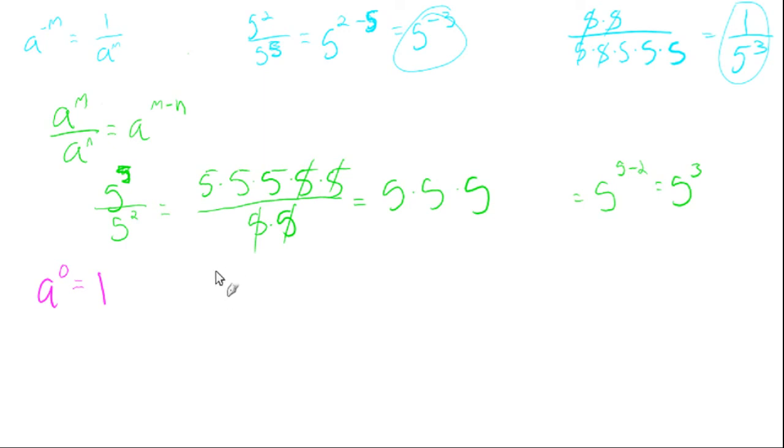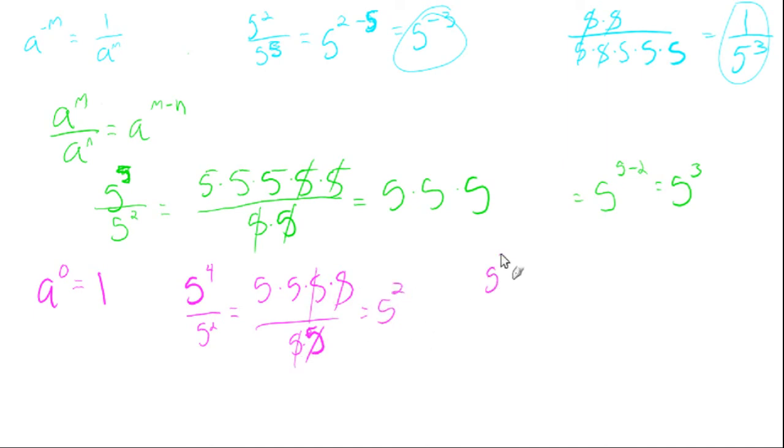Let's work our way up to it real quick here. So let's do 5 to the fourth over 5 squared. What's that going to be? That's going to be 5 times 5 times 5 times 5 over 5 times 5. So this 5 cancels, that 5 cancels. We have 5 squared. That would be 25.